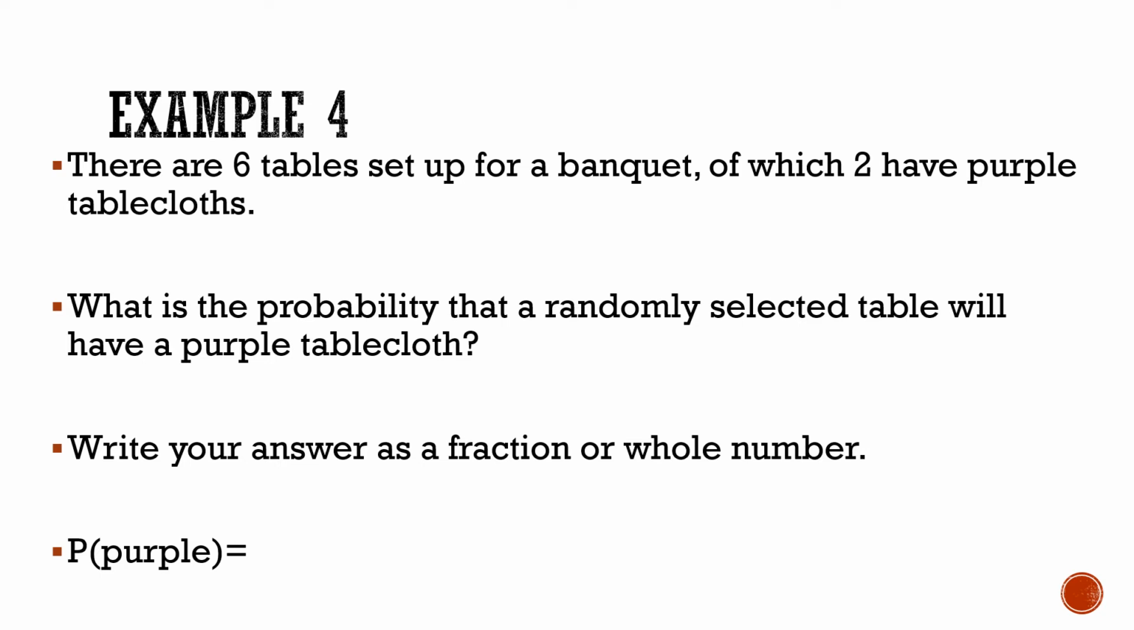Okay, in example 4, it says there are 6 tables set up for a banquet, of which 2 have purple tablecloths. What is the probability that a randomly selected table will have a purple tablecloth? And we read this as the probability of it being purple. So 2 are purple out of 6, which would simplify to 1/3.